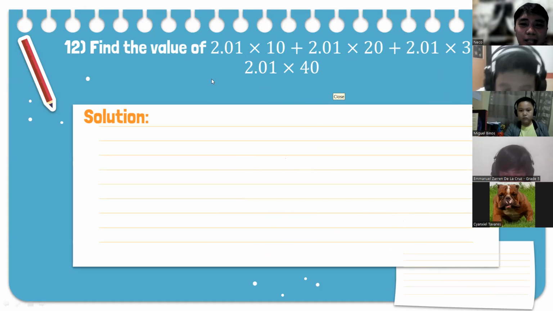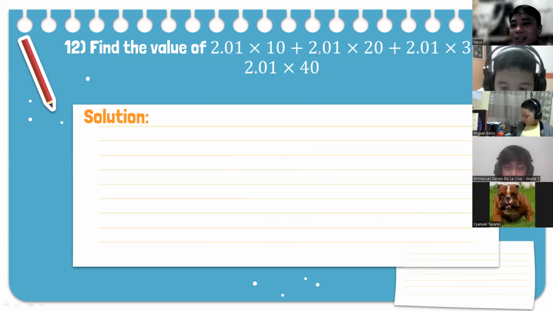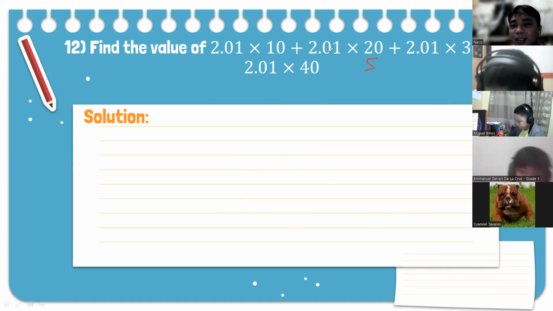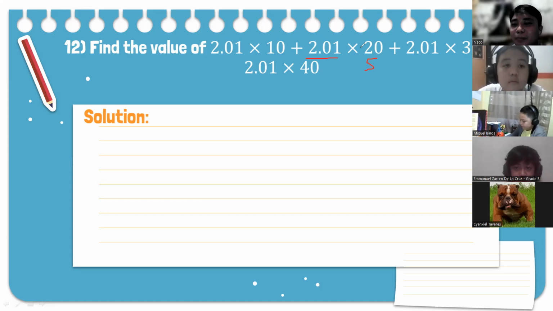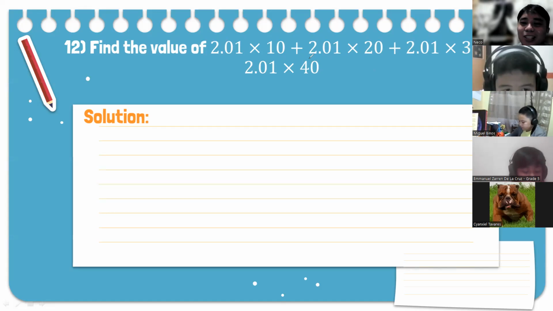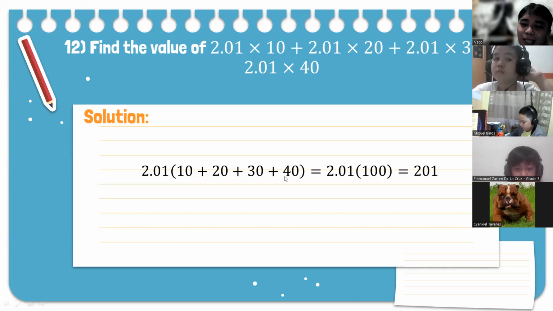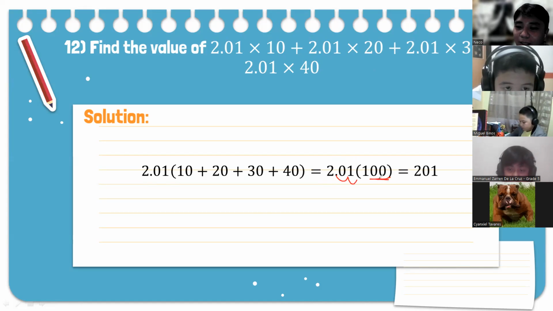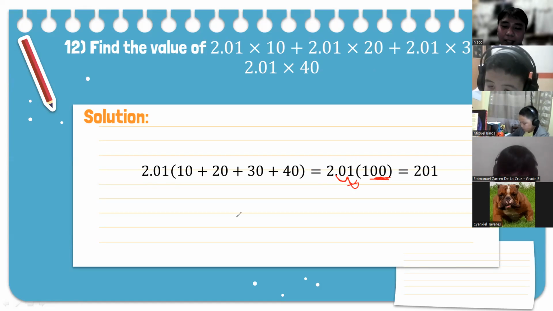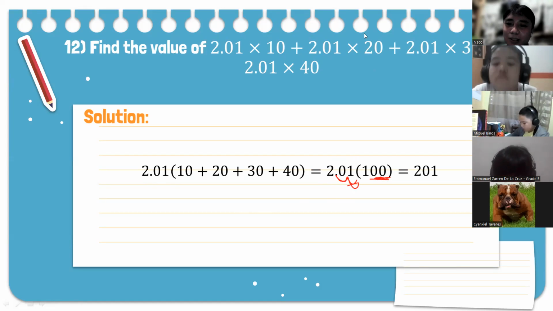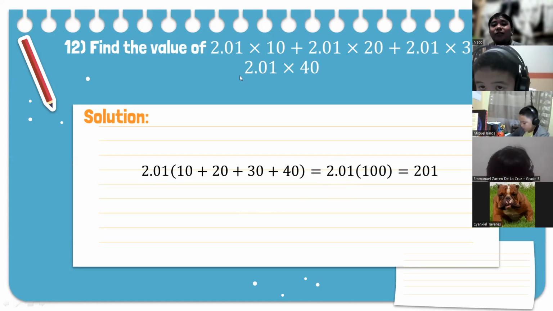Next, find the value of this. This is so obvious. Actually, they should have made this explicit. They can have 5 here and multiply the 4 here instead to make it implicit. But this one is so obvious, right? You can just factor out 2.01. I'm sorry. Everything else adds up to 100, so you just move 2 decimal places to the right because you have 2 zeros here, and you're multiplying. That's it. 201. Questions?